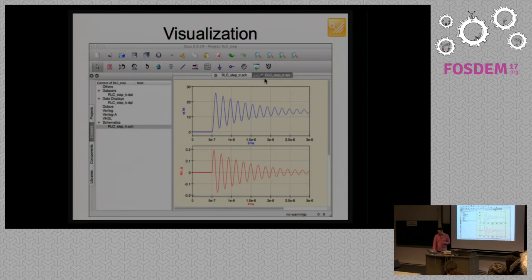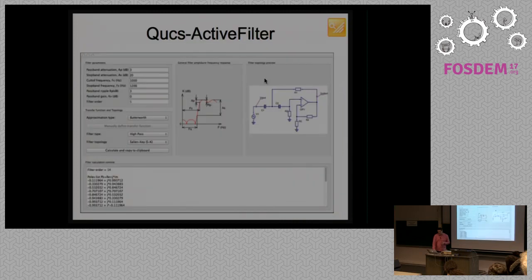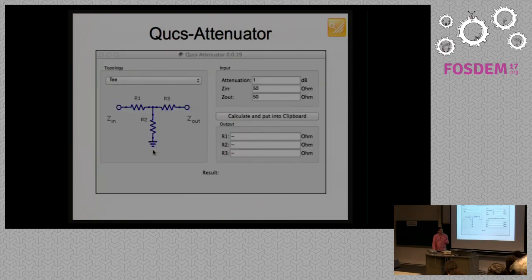A few of the tools. This is merged in the latest release. It's for designing active filters. So you input the parameters, and then it visualizes the schematic for you. And on pressing calculate and copy to clipboard, you can just paste it into your schematic and have it running on the simulator. Similarly, you have these passive attenuators. There is a whole range of topologies that you can input there and get the schematic ready for simulation.